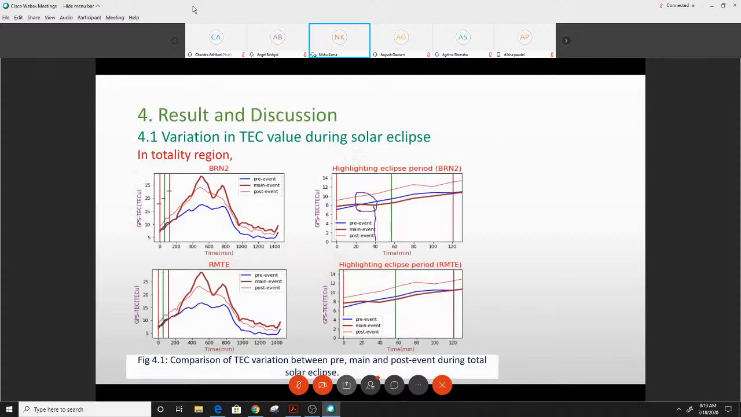First of all, to see the eclipse effect, the TEC variation was only taken for the eclipse period but not for the whole day. In figure 4.1, we see the plot of totality regions only, in which there are three vertical lines: the first line represents the start time of the eclipse, the second line represents the maximum effect time, and the third line represents the end time of the eclipse. And we see a regular increase in TEC value in pre-event and post-event, while there is a decline in TEC value in the main event, 15 to 20 minutes before the maximum effect of the eclipse.